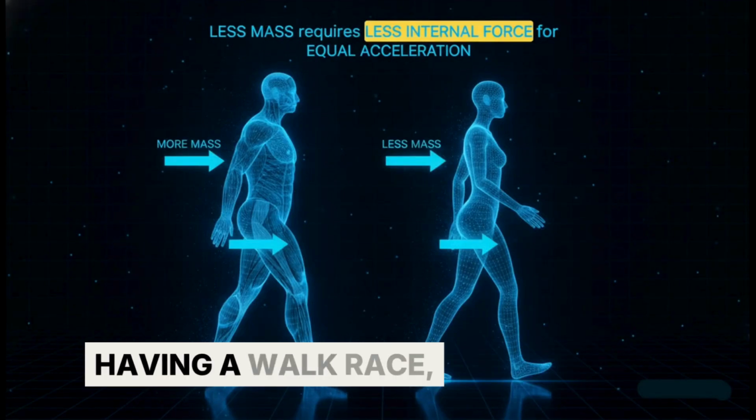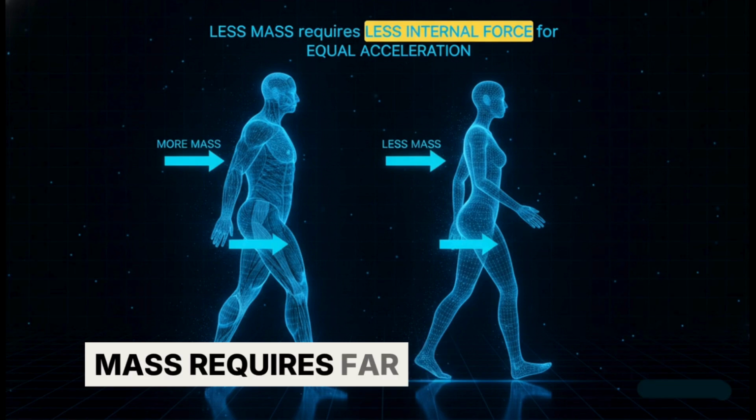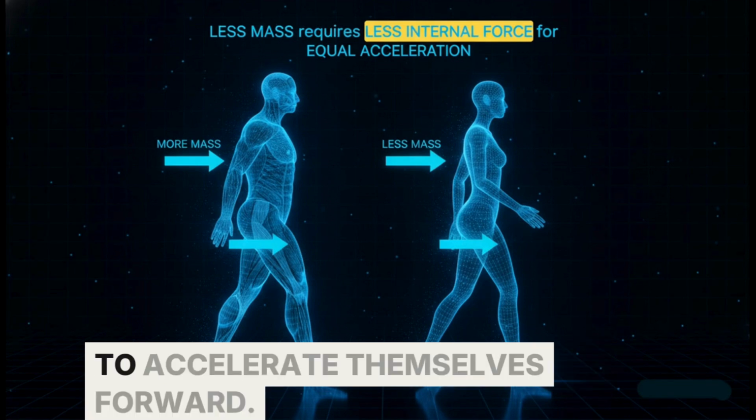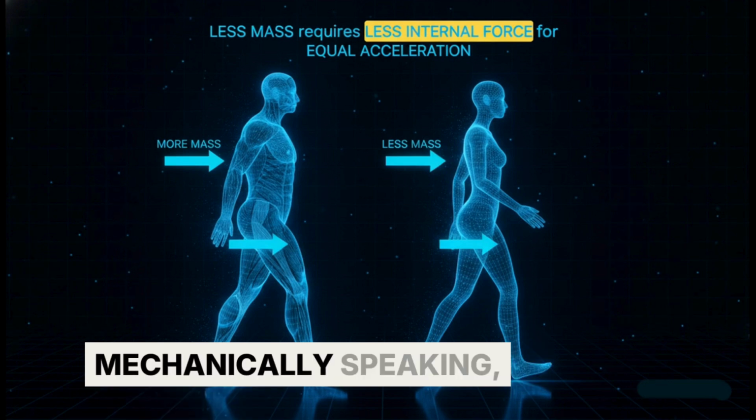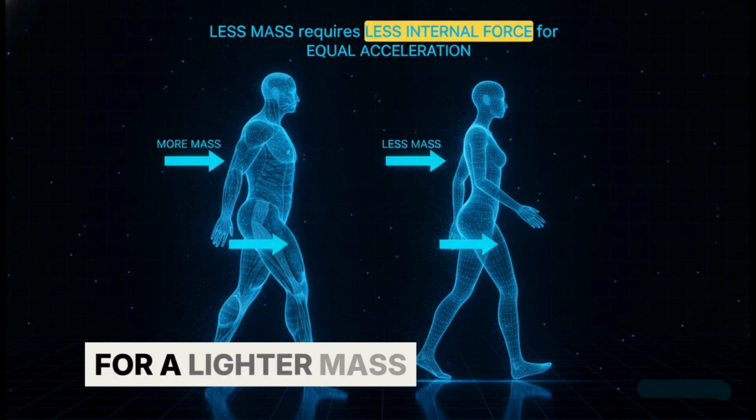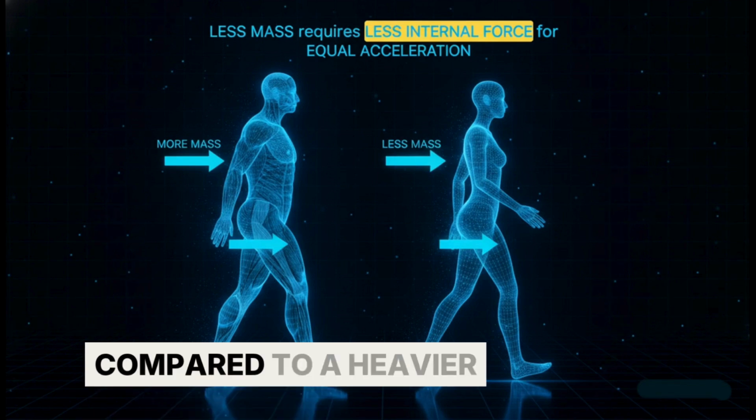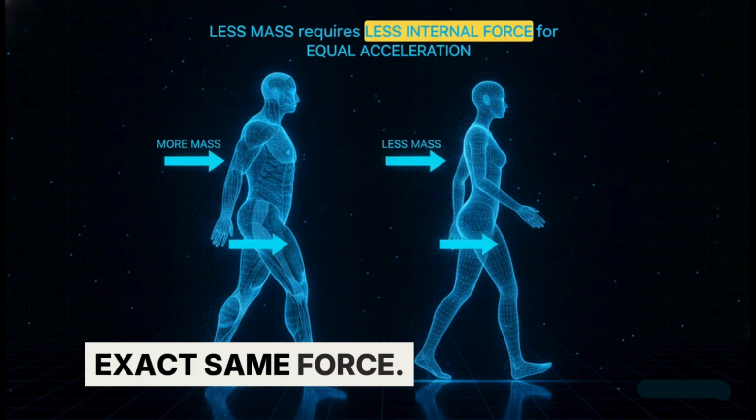It even dictates something as simple as walking. If two people are having a walking race, the person with less mass requires far less internal muscular force to accelerate themselves forward. Mechanically speaking, it's simply easier for a lighter mass to generate forward acceleration compared to a heavier mass applying the exact same force.